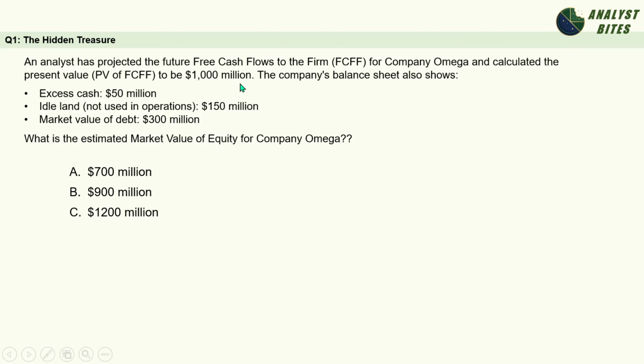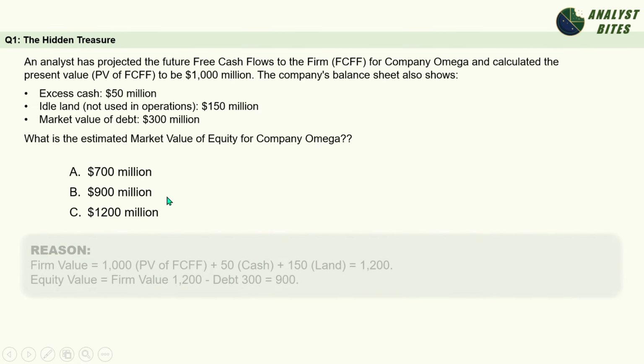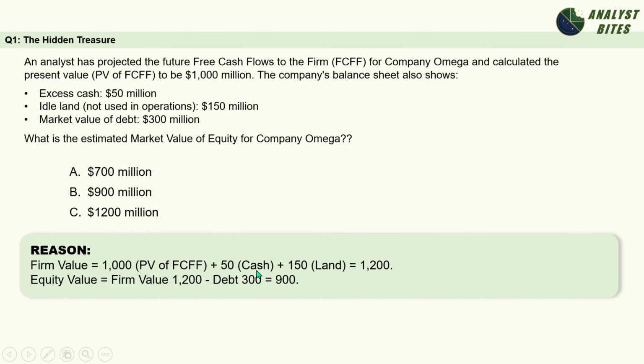In addition to the operating part of 1,000 million, we must add back all the locked treasure chests, which include the first item, excess cash, and the second item, idle land. So firm value equals 1,000 plus 50 plus 150, which equals 1,200 million. Finally, we subtract the market value of debt from the total pie, which is 300. And now we got the equity value is 900 million.